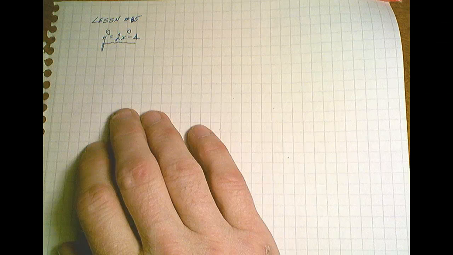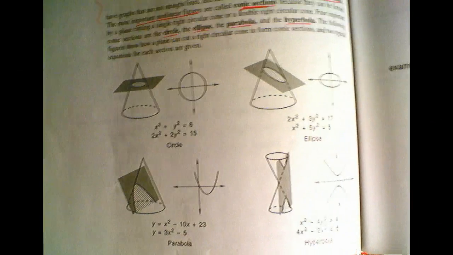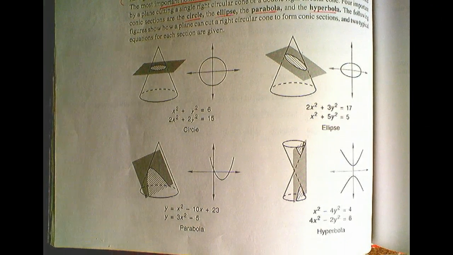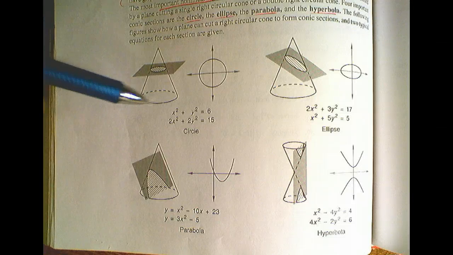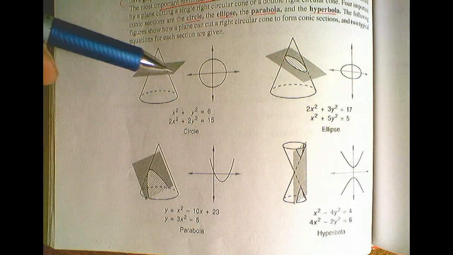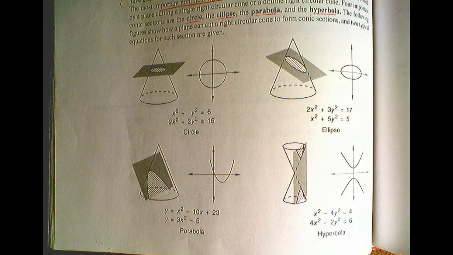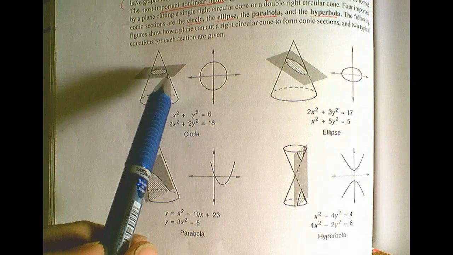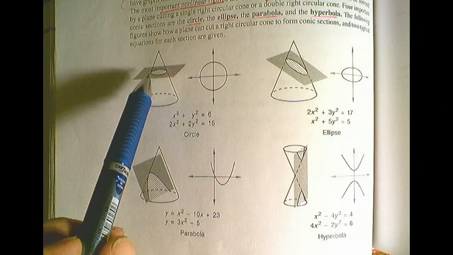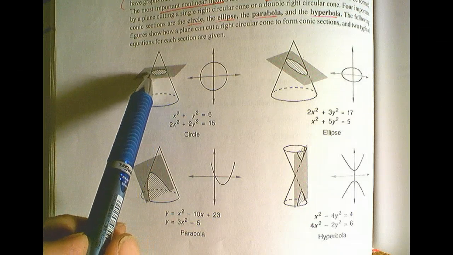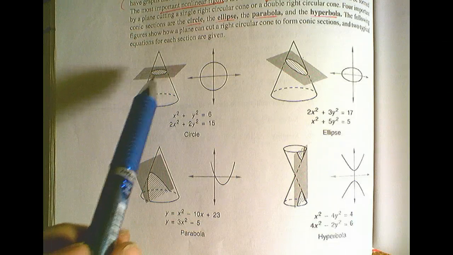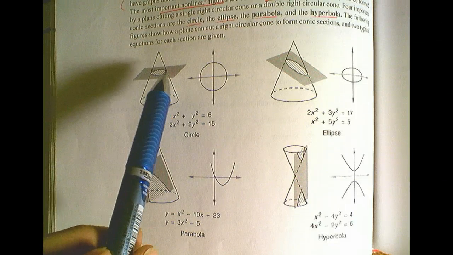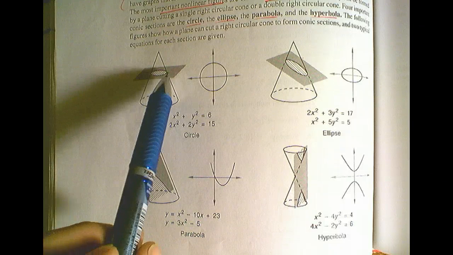The most important nonlinear figures are called conic sections. And let me show you in the book, page 350, if you want to turn there, but there's the page right there. These are cones right here, and these gray planes there. What the plane cuts is called the conic section. So this area right here is a conic section. When that plane cuts parallel to the base, see how it's straight across?